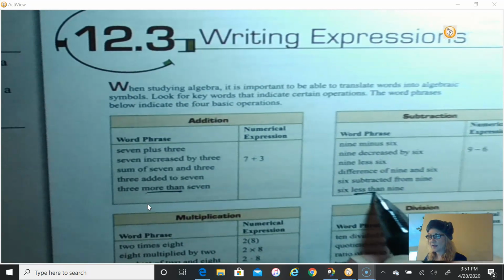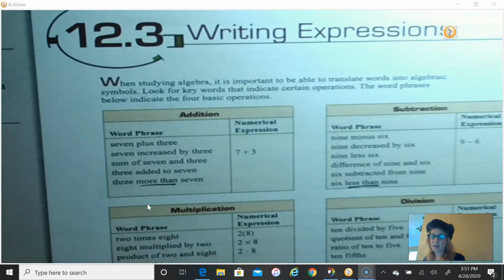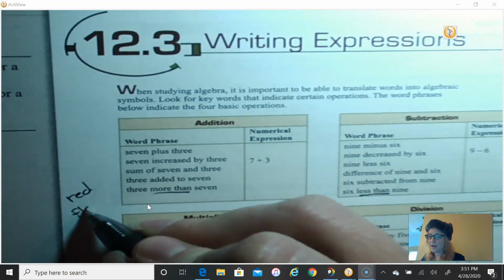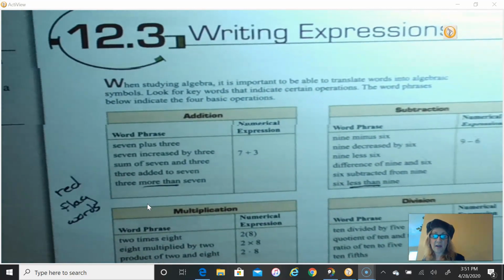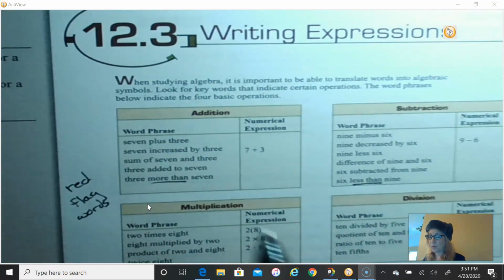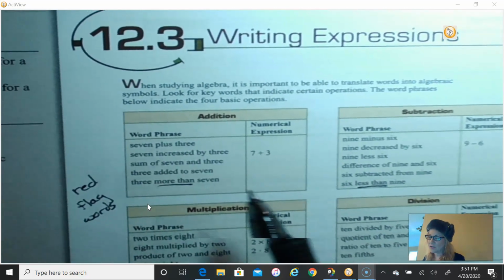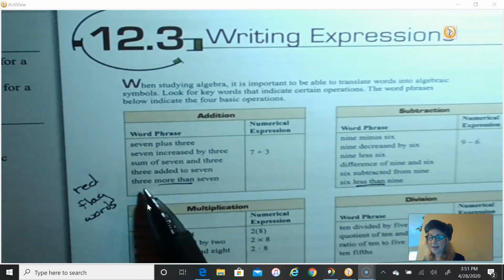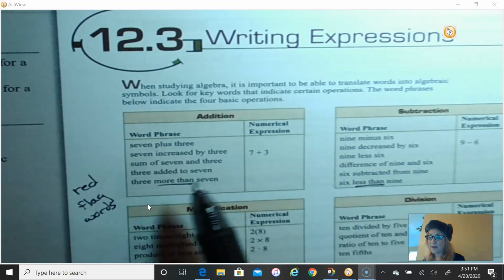More than, less than. Do you see that? Those are what I call, yes, I'm writing in my book, red flag words. They're weird, y'all. Look right here in your book. It says 3 more than 7. It's not going to be 3 plus 7, because look how it's written.